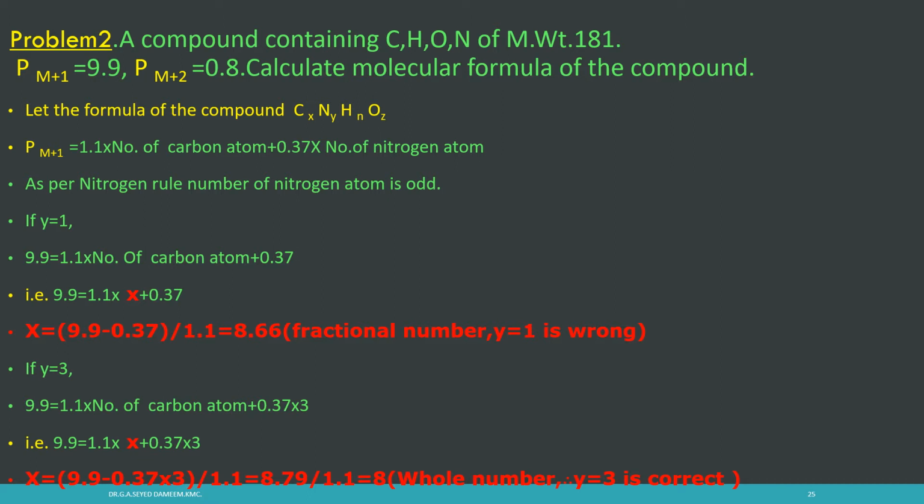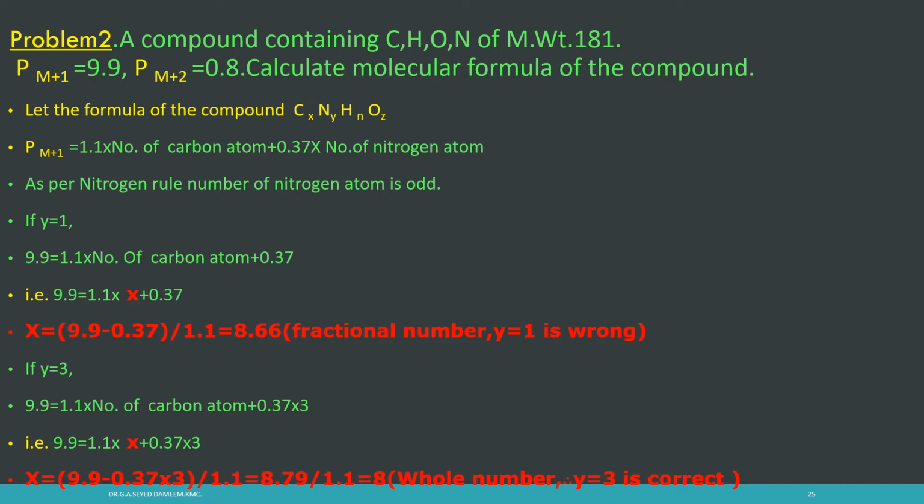So the next odd number, that is 3, is substituted for the number of nitrogen atoms. If y is equal to 3 and the value of x is calculated, the value is exactly 8. So the number of nitrogen atoms is 3, which is correct, with the number of carbon atoms 8. So far we have determined the number of carbon atoms as 8 and the number of nitrogen atoms as 3. In this way, for a compound containing nitrogen, the number of carbon atoms and nitrogen atoms are determined.